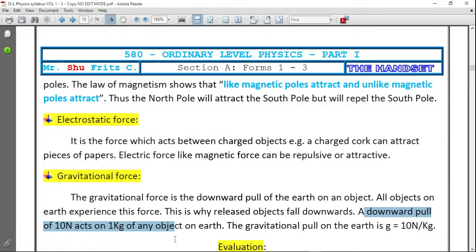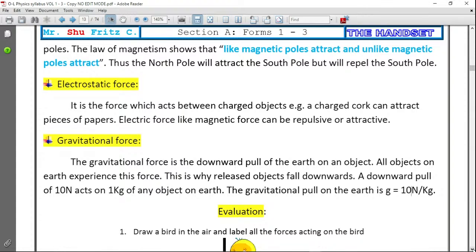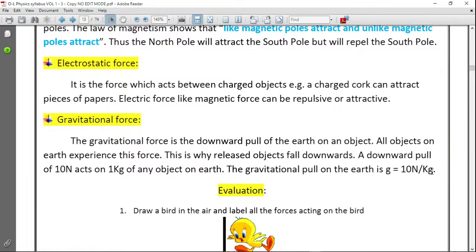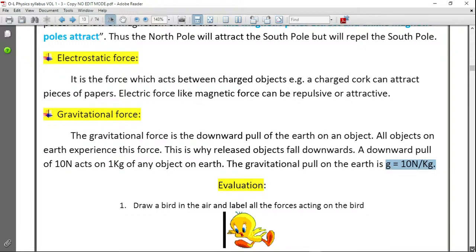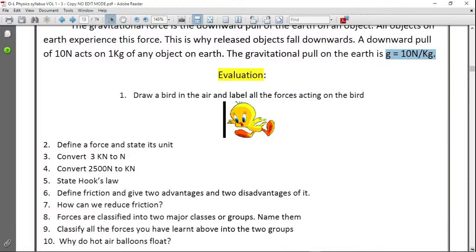A downward pull of 10 newtons on 1 kilogram of any object on Earth is an example of this. So the gravitational pull on Earth is 10 newtons per kilogram. They can ask, what does this mean? It means that an object of 1 kilogram experiences a gravitational pull of 10 newtons. And this gravitational pull, as we have said before, newtons per kilogram, is also acceleration. So instead of talking about gravitational pull, we can talk about the gravitational acceleration. Draw an object and name all the forces acting on it.